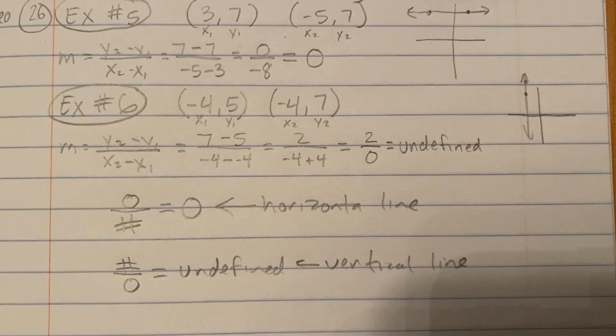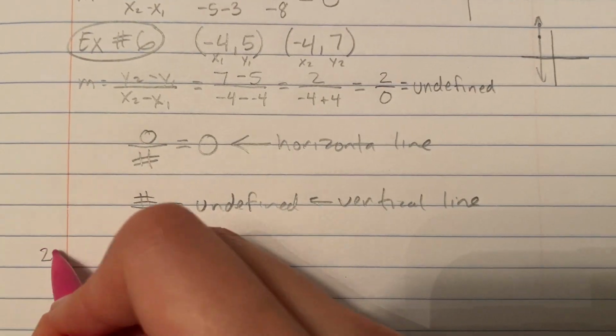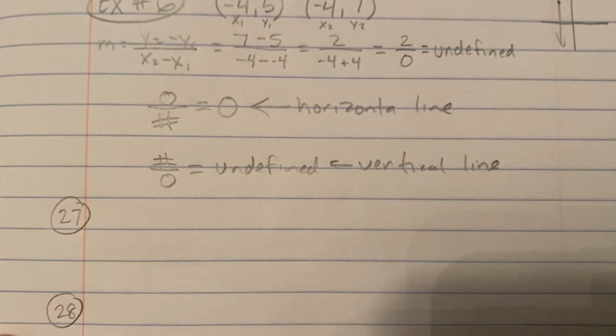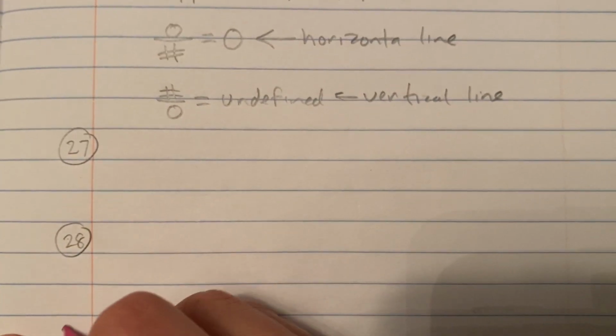All right, so you're going to go ahead and try a few here. You're going to set up 27 through 29 on this page. And for the last few questions, you're going to move on to the next page. Okay, this is page 57. For the last few questions, you're going to use page 58.